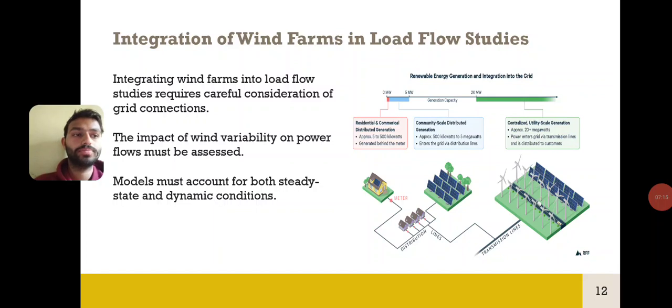Integration of wind farms in load flow studies. Integrating wind farms into load flow studies requires careful consideration of the grid connection. The impact of wind variability on power flows must be assessed. Models must account for both steady state and dynamic conditions. Here we can say it is a renewable energy generation integration into the grid.